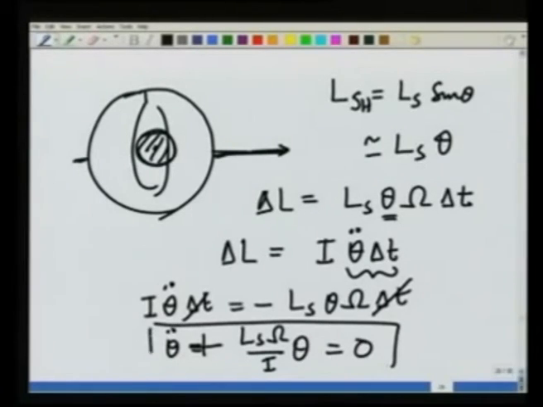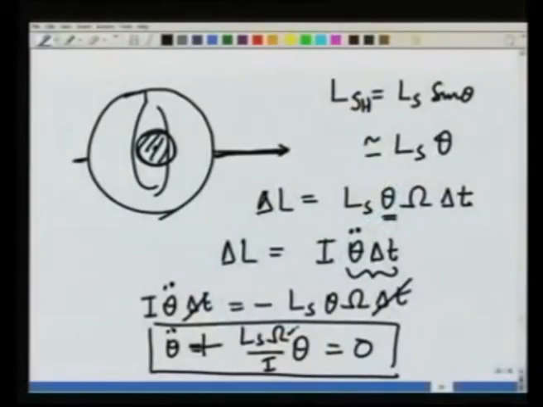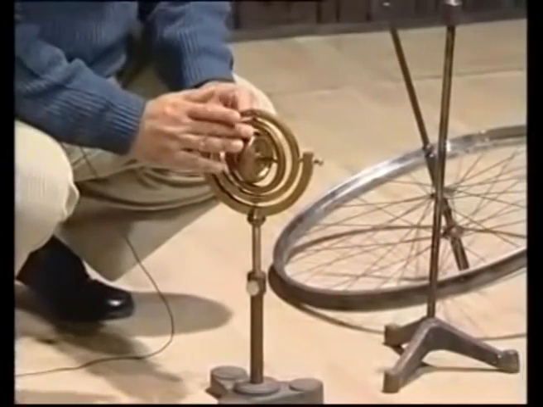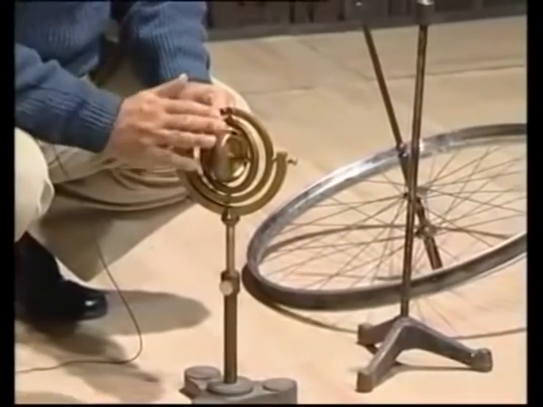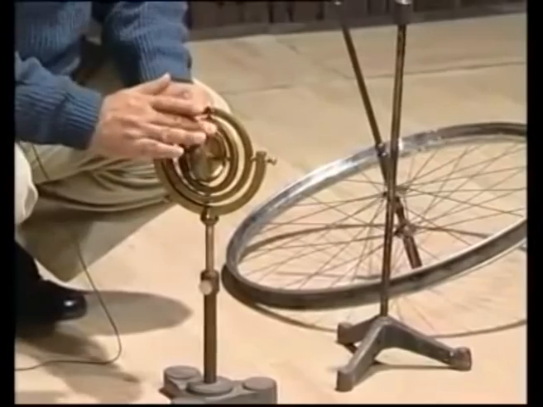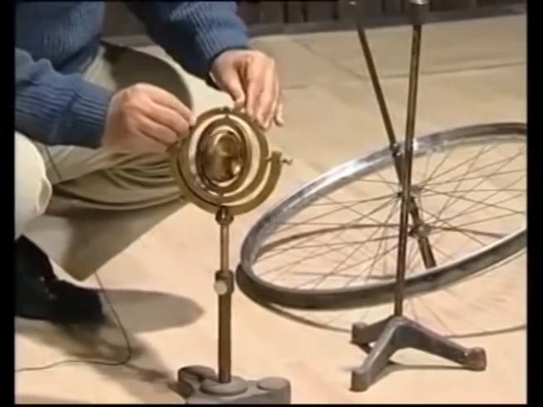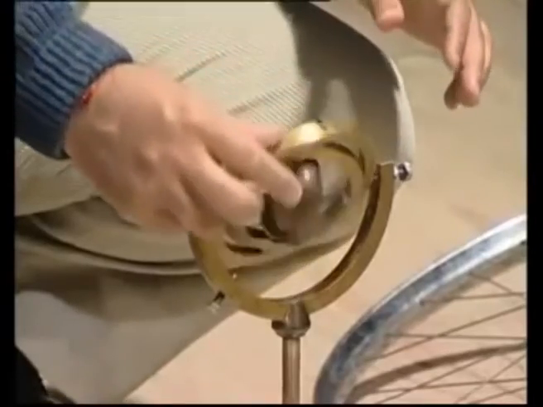This is like a harmonic oscillator equation, and therefore, if it is spinning and I make an omega, it should oscillate about that omega axis. Let us see that. Here is a small angle. Let me give it a spin like this and let us rotate the outer frame, and you see this is oscillating.